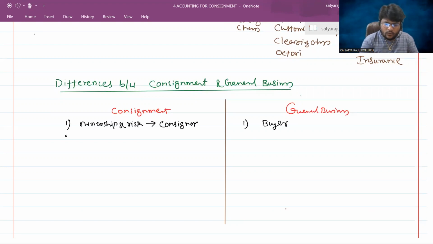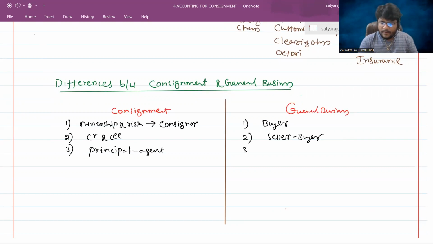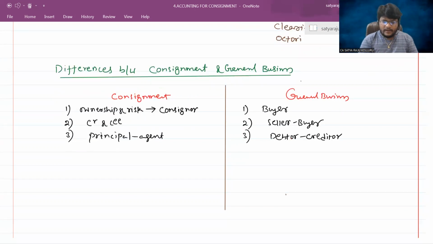Next, coming to point number 2. Sir, in consignment, consignor and consignee parties exist. Here, seller and buyer. Here, the relationship is principal agent relationship. Here, debtor creditor relationship. Am I right?